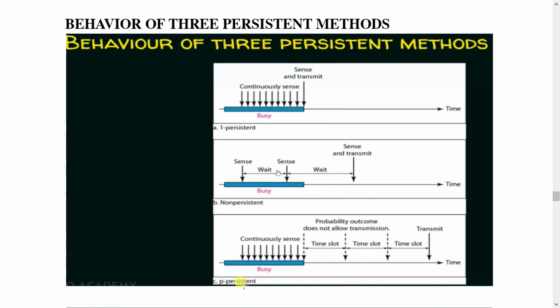And in P-persistent, you continuously sense the busy channel, but after that you are allowed to transmit your data with a certain probability, not with probability 1, and this probability is helpful in also reducing the collision. So these are the key differences between one-persistent, non-persistent, and P-persistent protocols.